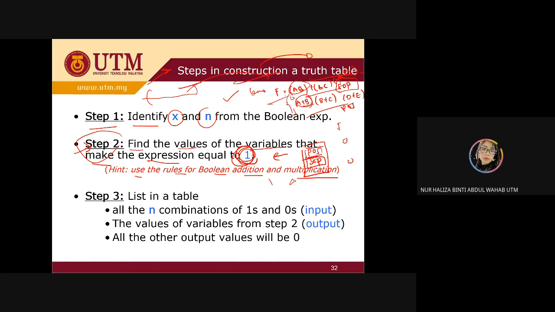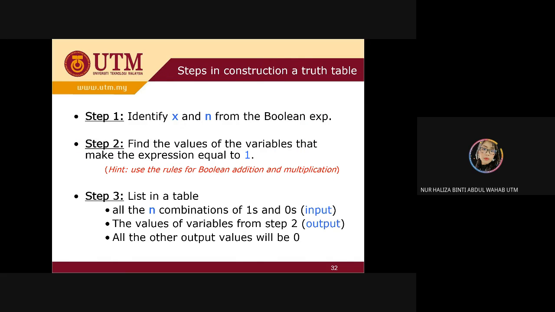But later we will look into all of this. For now, we will use the normal things, which is the normal Boolean expressions that you always use. Now we need to fix with 1 first. Step number 3. List in the table the AND combination 1 and 0, which is your input, and you draw the variables from step 2 for your output, and all the other output will be 0.